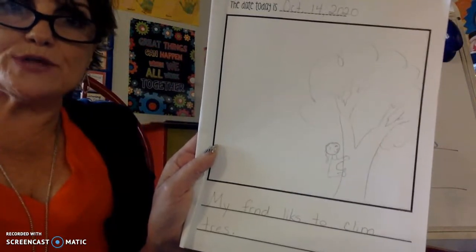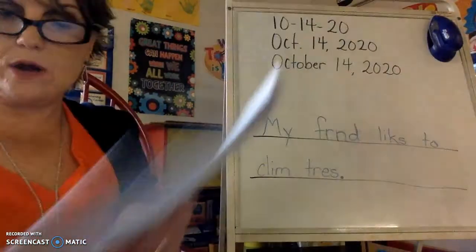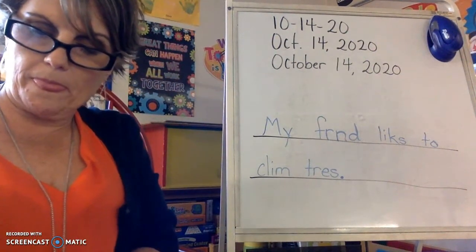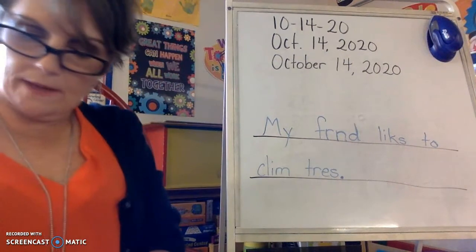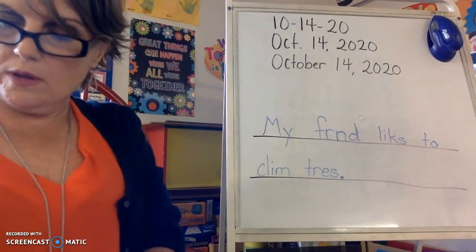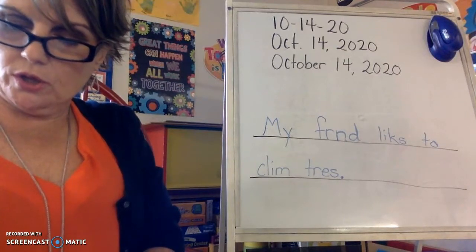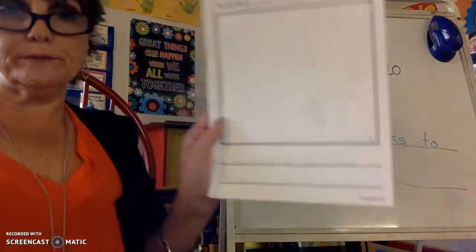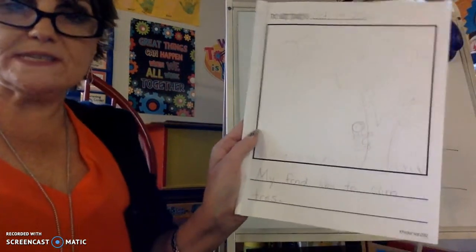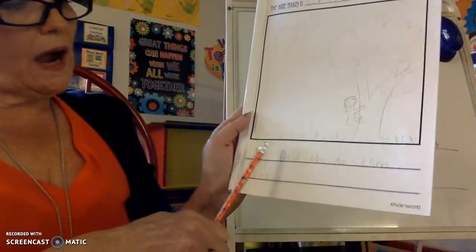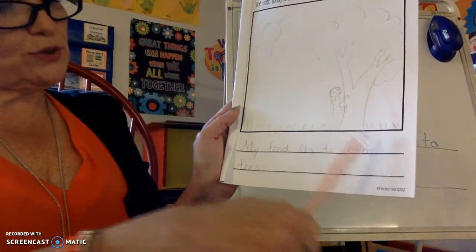What else do you think I should put in the background? I'm gonna put a sun. And I'm going to put some grass. And that's all. Okay? And if I wanted to put myself in there, I could. Then it's time for Mrs. Hensley to color. So I have my date written in pencil. I have my friend likes to climb trees.